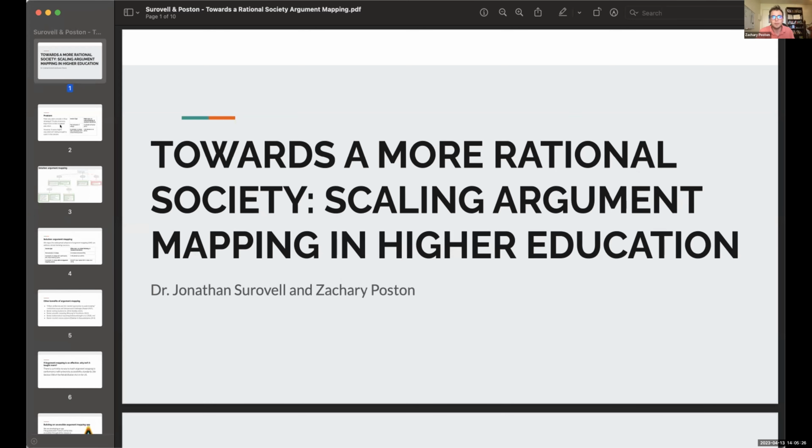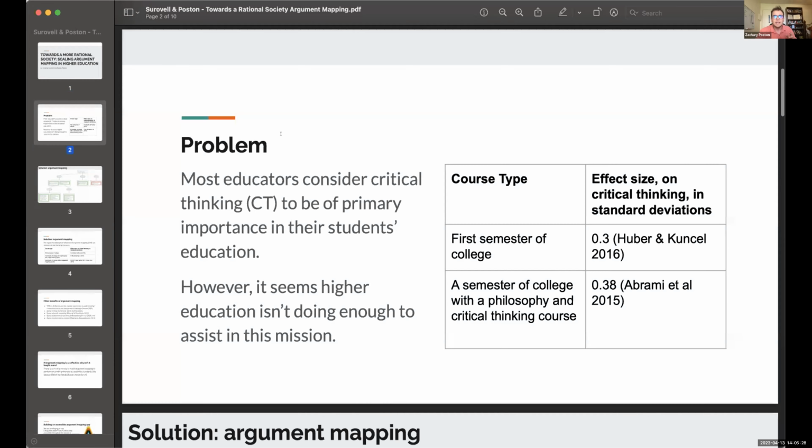And we're going to start with a problem that we see. Most educators consider critical thinking to be of primary importance in their students' education. However, despite this, we don't see critical thinking to abound. So what we want to talk about in this paper is we're going to argue first that the widespread adoption of argument mapping will solve the problem of meager gains in students' critical thinking outcomes in post-secondary education.